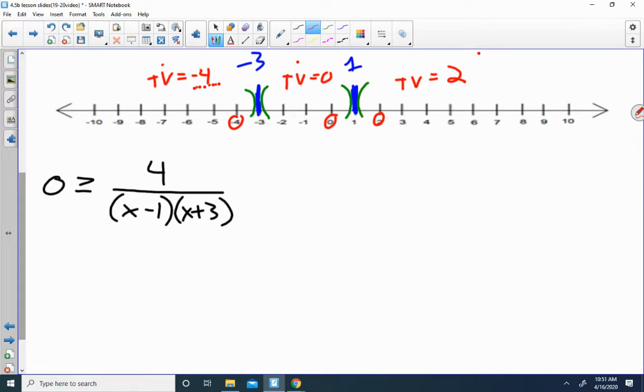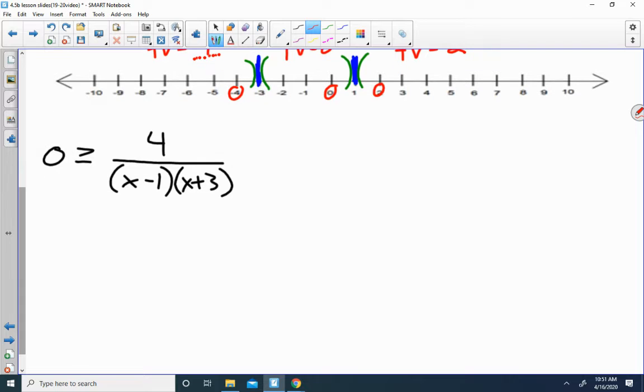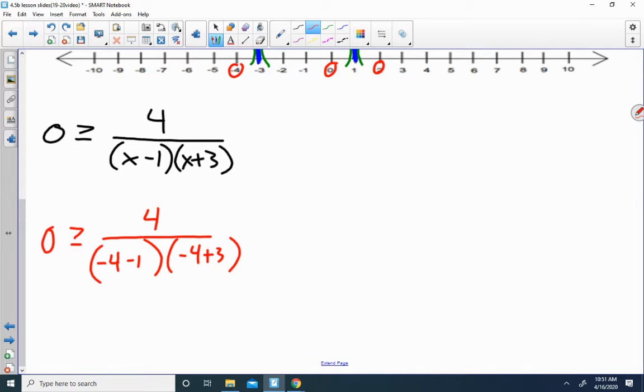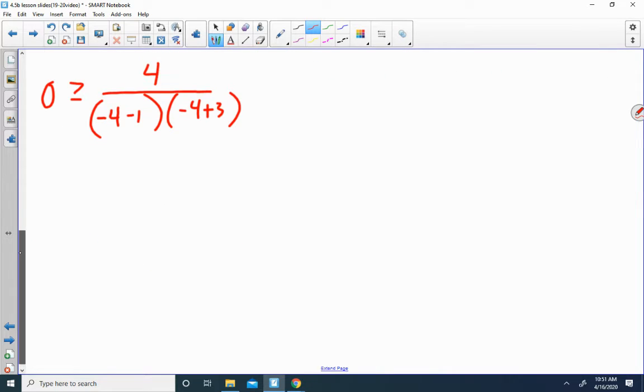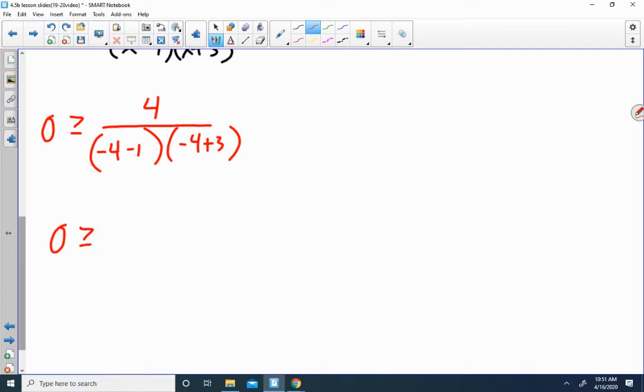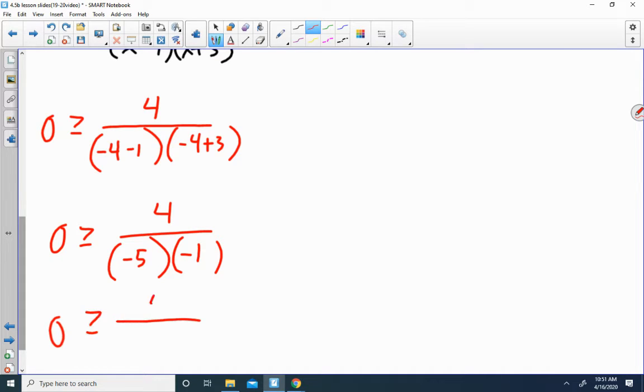All right, first test value to plug in is negative 4. Let's see what happens. 0 greater than or equal to. Well, you still get 4 on top because there's nothing to plug in. We'll get negative 4 minus 1, negative 4 plus 3. Okay, we'll get 0 greater than or equal to 4, and then negative 4 minus 1 will be negative 5, negative 4 plus 3 will be negative 1.